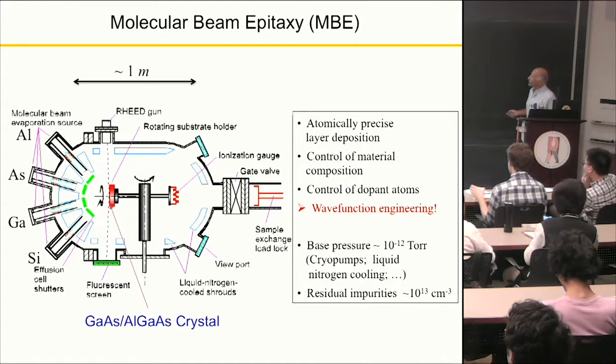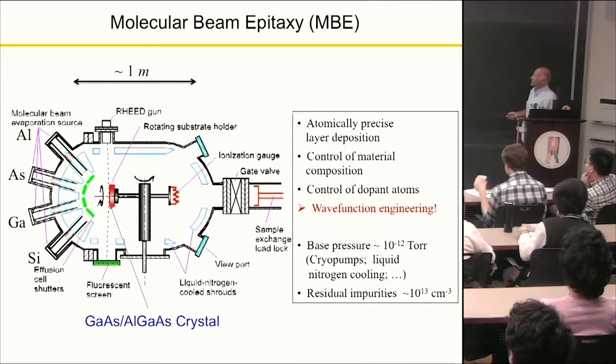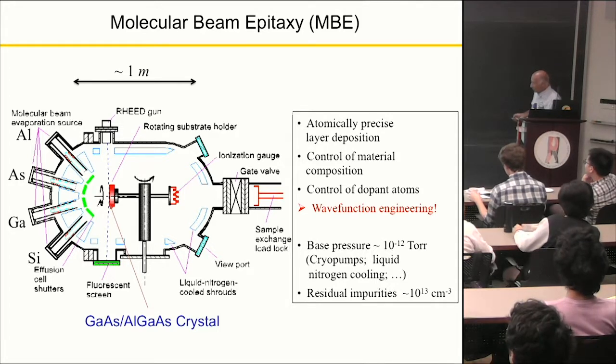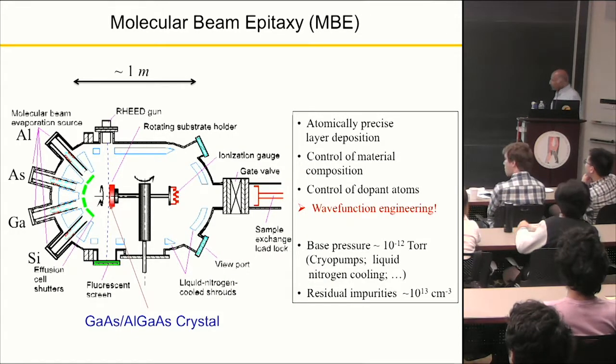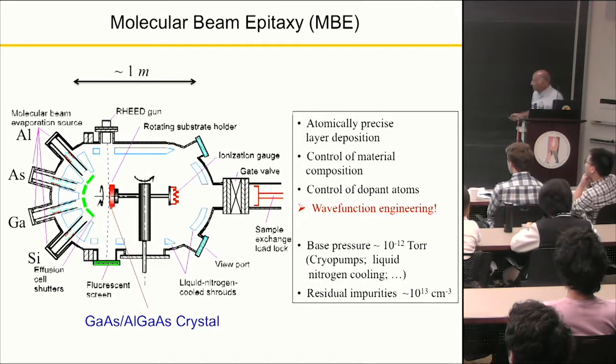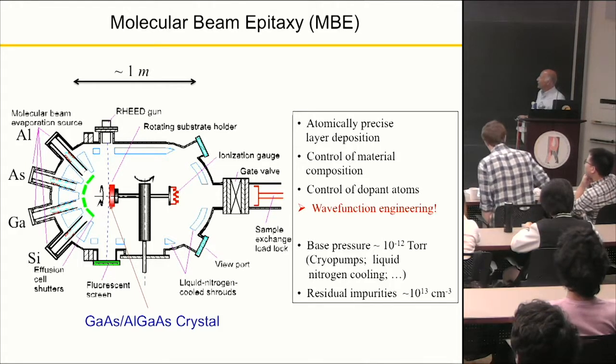You could, of course, control the material composition. You could, for example, open gallium and aluminum at the same time, and then you would be growing gallium aluminum arsenide. Everything is controlled, so you could call it wave function engineering. Essentially, you could make this layer and its wave function any way you wish. The important thing for high quality is the base pressure, 10 to the minus 12 torr.